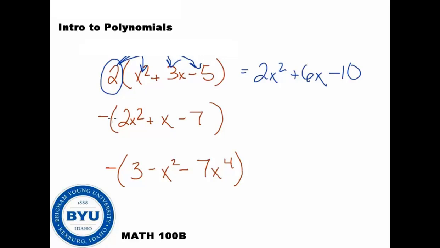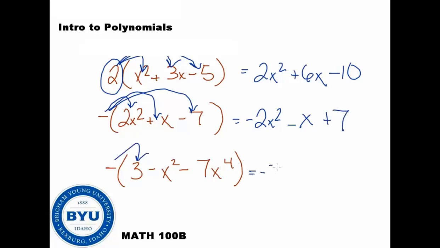Please note that the same would apply whenever you just have a negative out front. This is an implied negative 1. So this negative would go inside and get us negative 2x squared. The negative would go inside here and get us minus x. And the negative would go inside here and get us plus 7. The signs just change. That's all that happens.